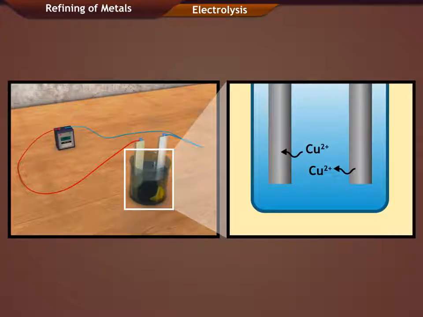On passing current through the electrolyte, the impure metal from anode dissolves into the electrolyte. An equivalent amount of pure metal from the electrolyte is deposited on the cathode. The soluble impurity goes into the solution, whereas the insoluble impurities settle down at the bottom of the anode and is known as the anode mud.